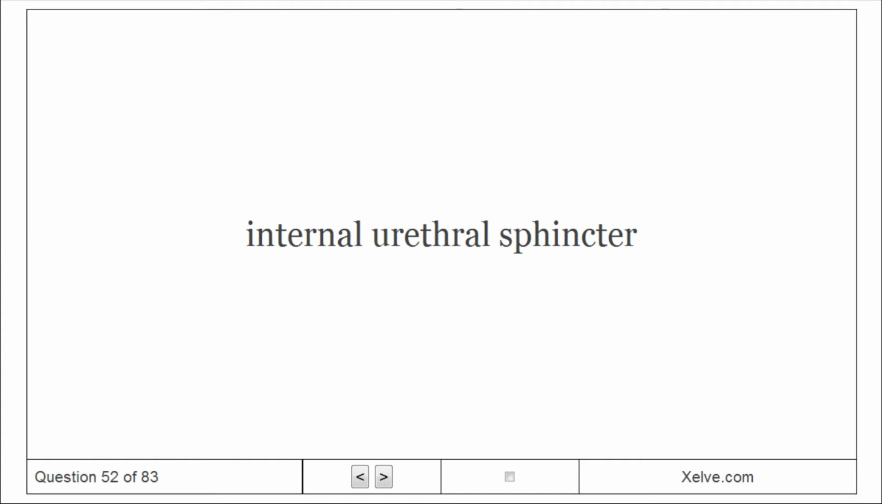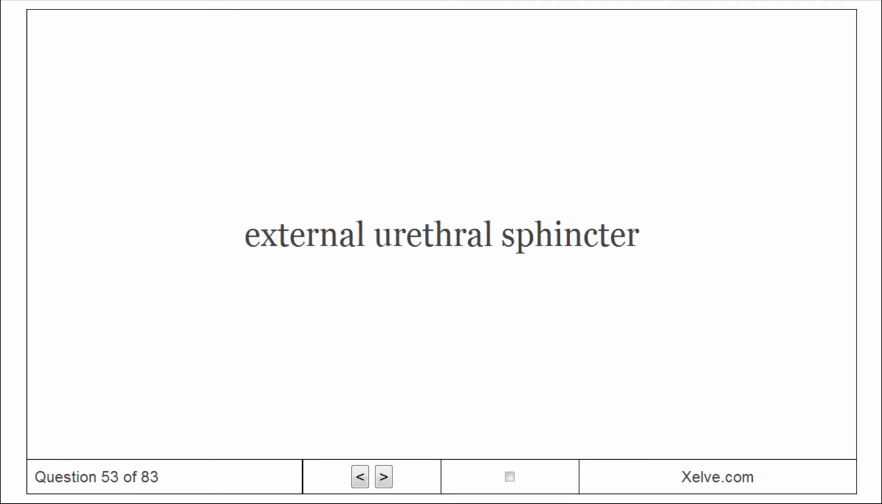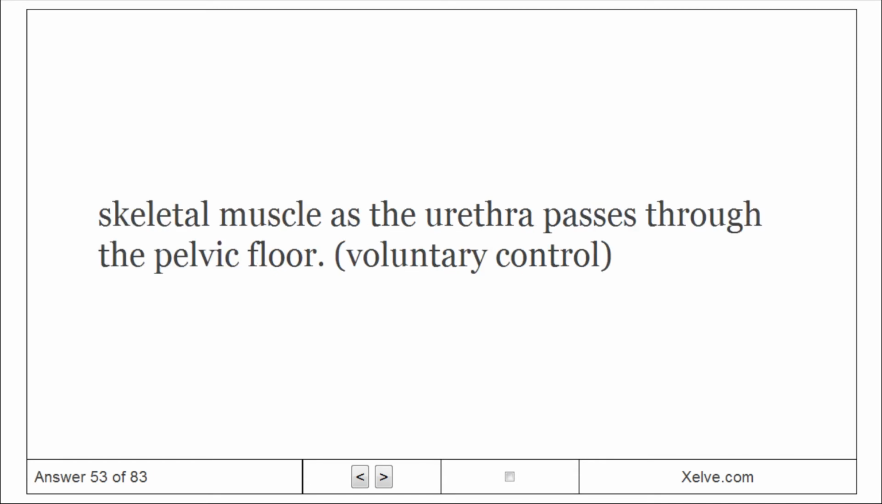Internal urethral sphincter. At the bladder-urethra junction, a thickening of the smooth muscle forms this. It is an involuntary sphincter that keeps the urethra closed when urine is not being passed. External urethral sphincter. Skeletal muscle as the urethra passes through the pelvic floor.